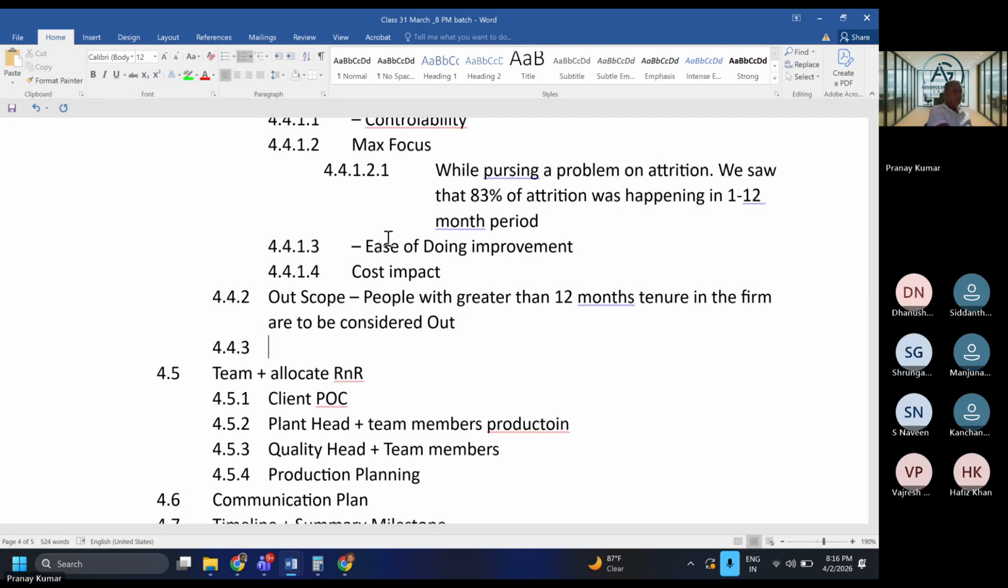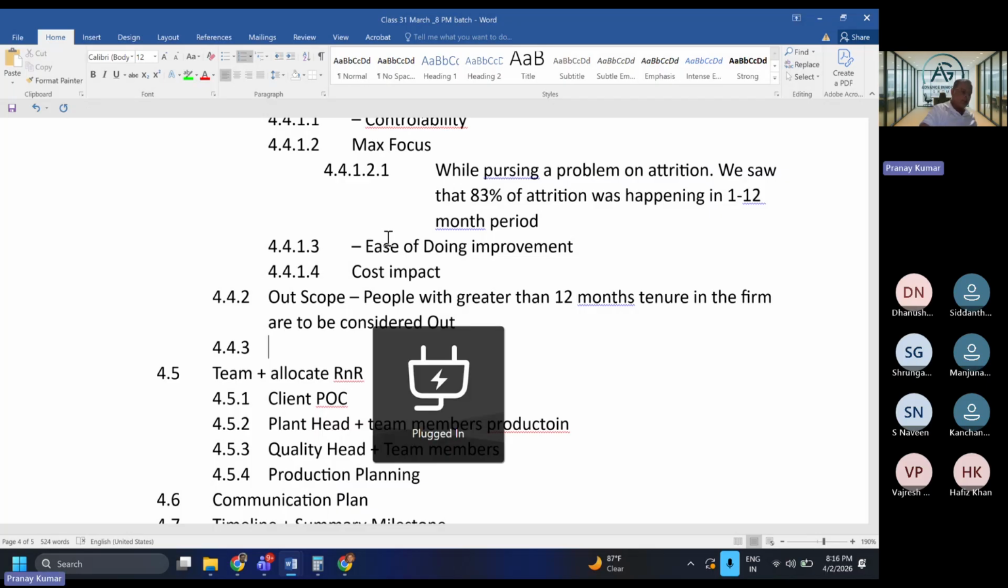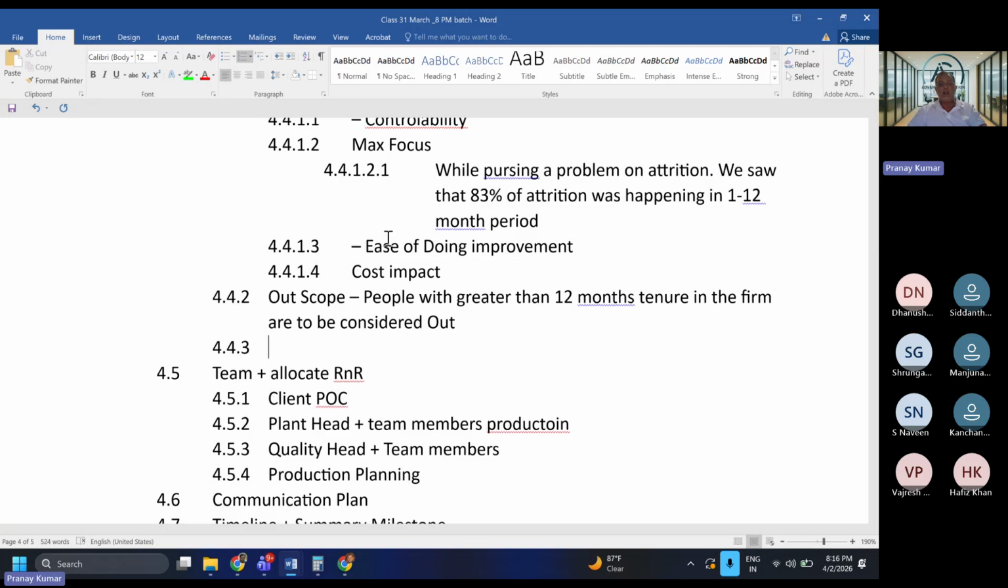Yes, sir. Similarly, for production, I see that for one particular part, one particular kind of thing is not happening well. I would rather have that as out of scope.